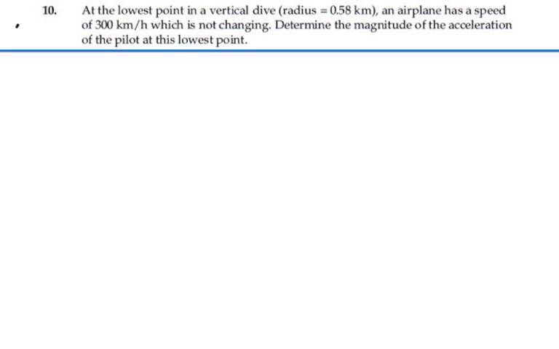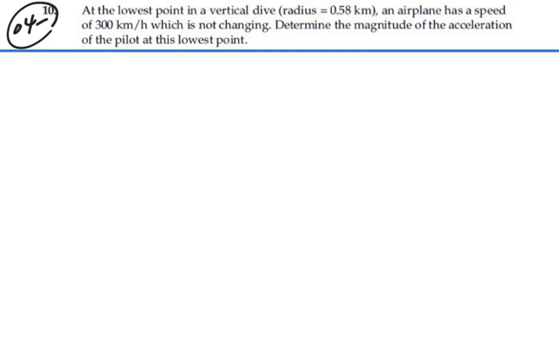Here's problem 4.10. At the lowest point in a vertical dive, radius of 0.58 kilometers, an airplane has a speed of 300 kilometers per hour, which is not changing. Determine the magnitude of the acceleration of the pilot at this lowest point.